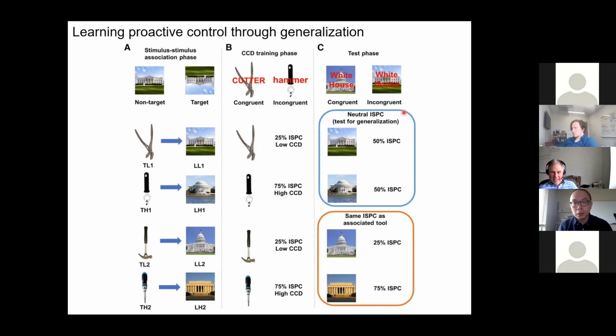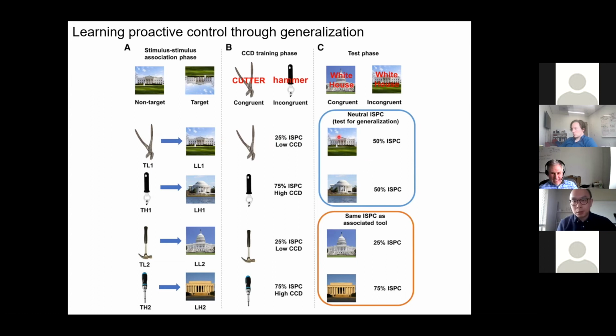And finally, in the last test phase, we want to look at whether we can establish the generalization of the BC, which is the association between the landmark and the cognitive control demand, that is obtained through this transfer. So control demand linked to tool and then transferred to the tool's associated landmark image. So that's what we will be testing.